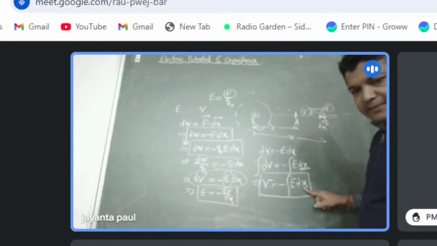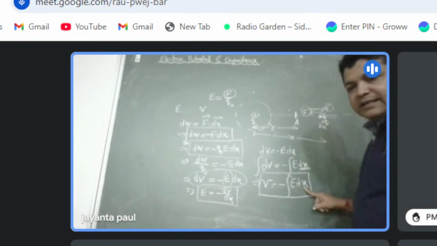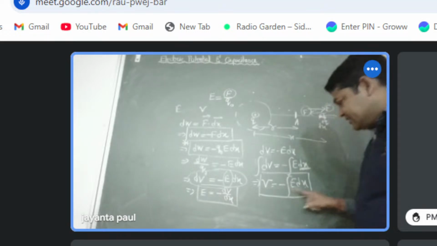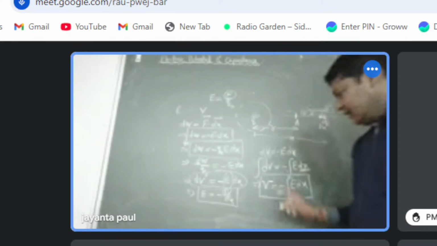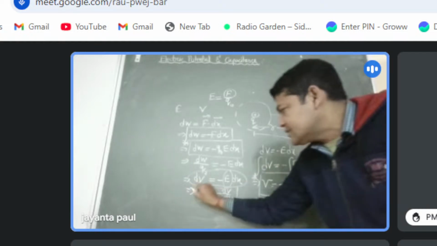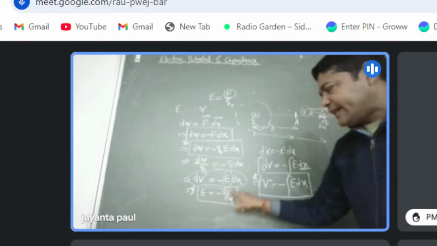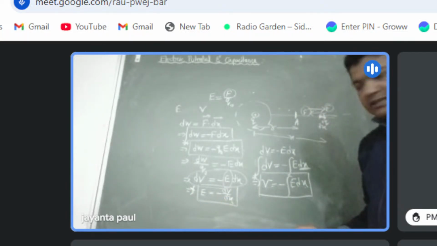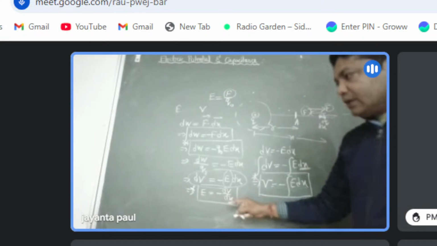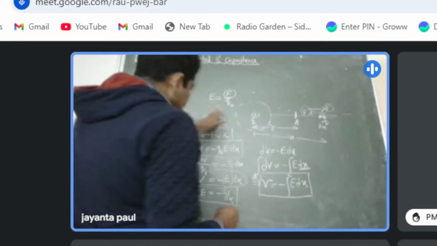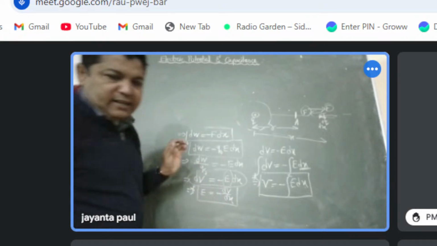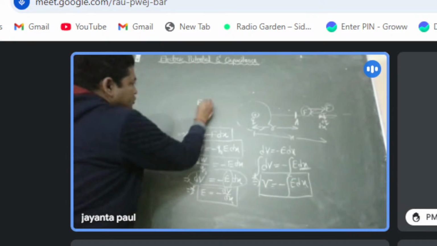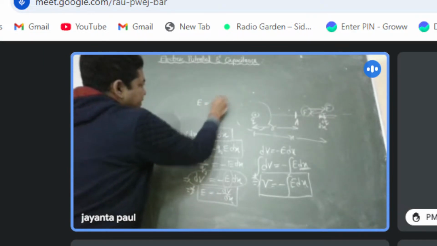Because dx is there, integration is done along the length. So integral of electric field intensity. ए वाला फॉर्मूला भी याद रख सकते हो, this is also correct, E is equal to minus dV by dx. So I can also put this one. So in most of the cases we are using that E is equal to dV by dx.